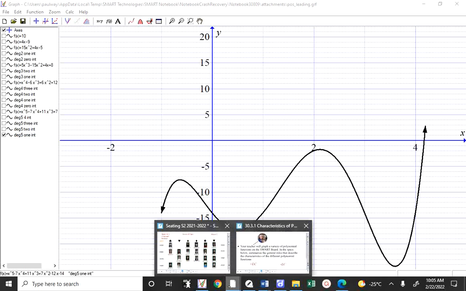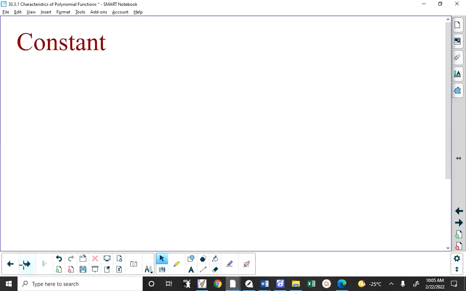So going back to your handout, you should already have written this. A constant polynomial function has 0 x-intercepts, and there's that little exception that if it's on the x-axis, it's infinite. A linear polynomial function must have 1 x-intercept. A quadratic can have 2 x-intercepts, but it could have 1 instead, or it can have 0. Cubic can have 3 or 2 or 1, but it cannot have 0.